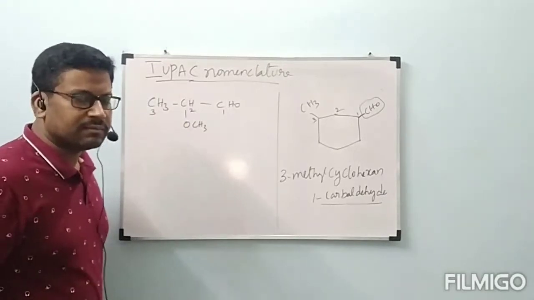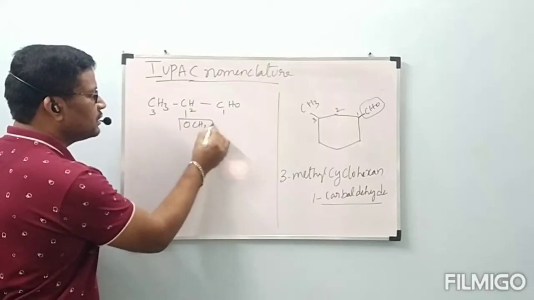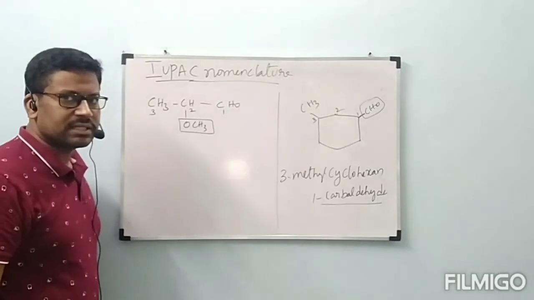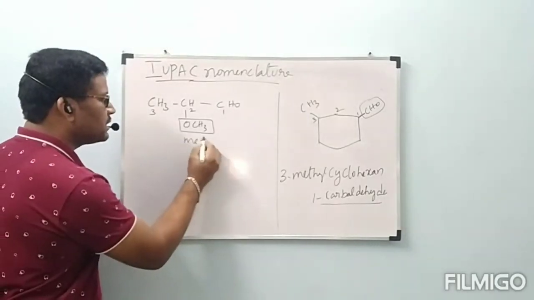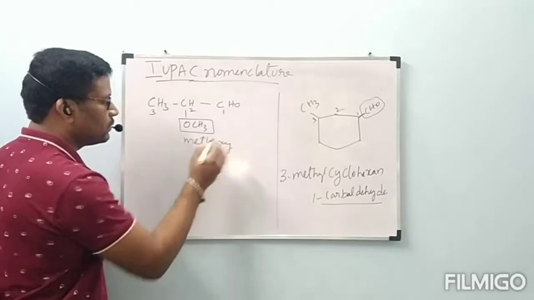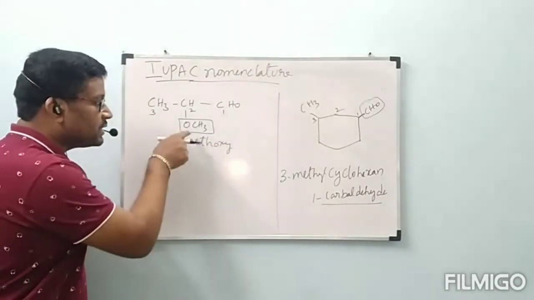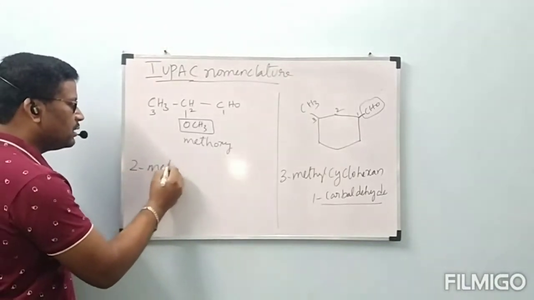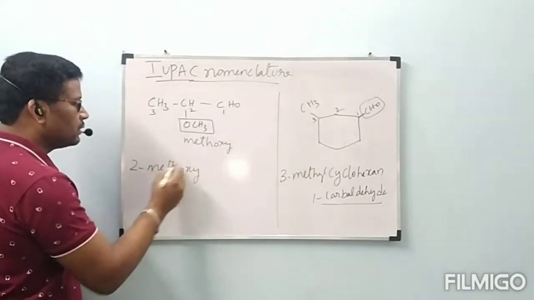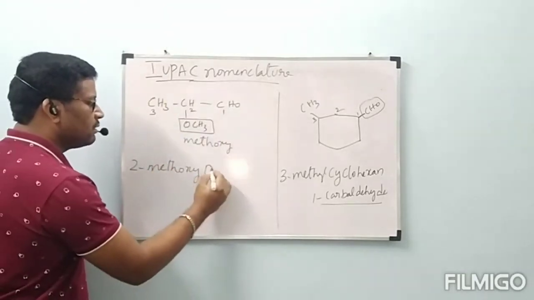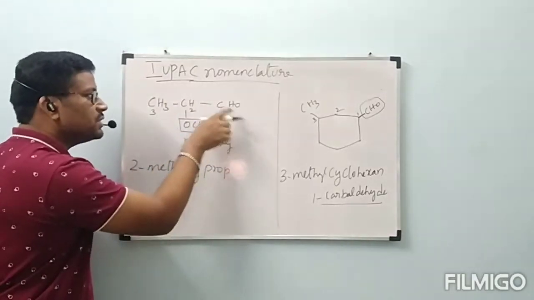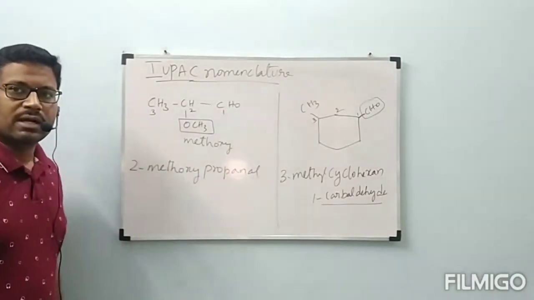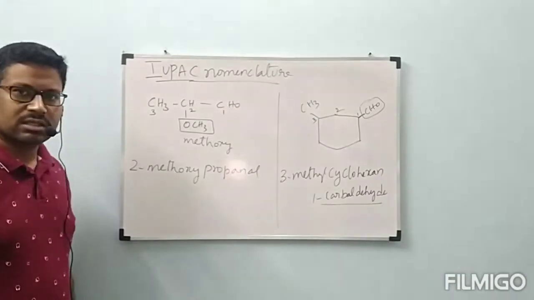According to ether naming, the CH3 joined with oxygen is called alkoxy. Here the alkyl group present is CH3, so this is called methoxy. This methoxy group is present on the second carbon, so the name begins with 2-methoxy. The total number of carbons in the parent chain is prop. Here CHO is involved in the parent chain, so it ends with -al: propanal. What is the name of this compound? 2-methoxy propanal.